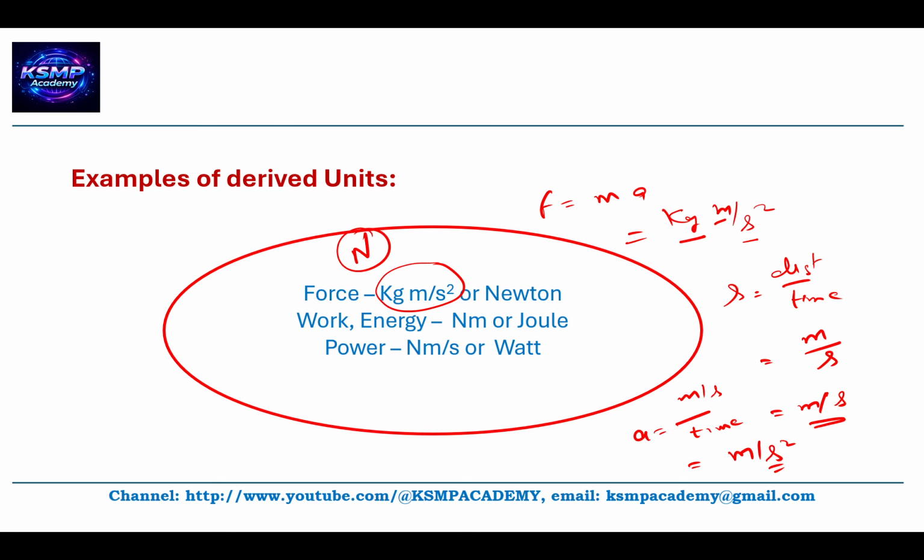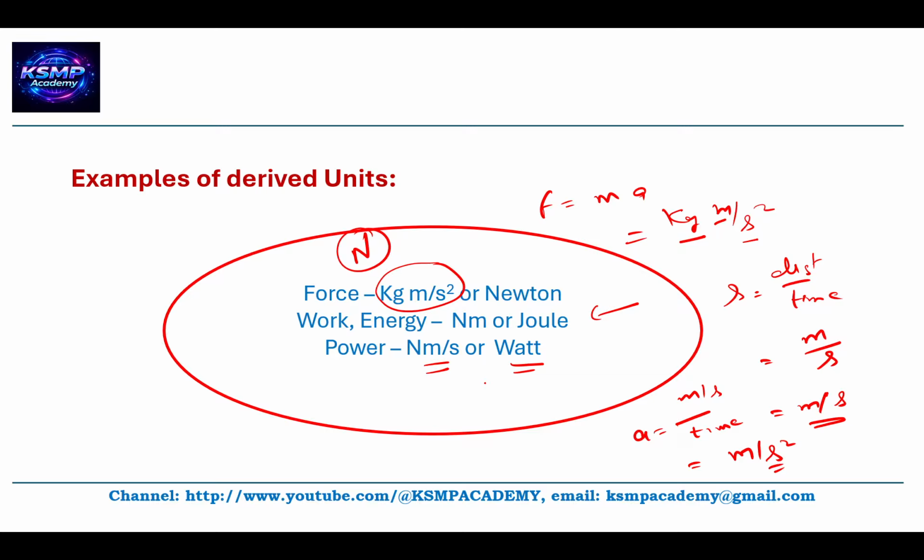Similarly, we can have a look at others. Work and energy are represented as Newton meter or joule. Again, these are derived units. Power, as you can see, is represented in watt or Newton meter per second. So power is energy per unit time.